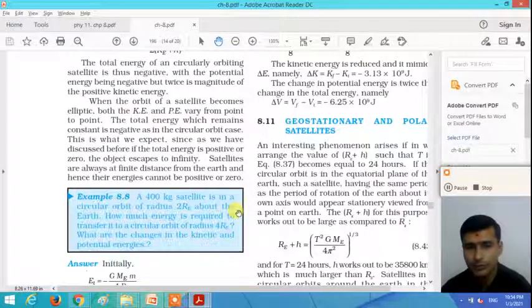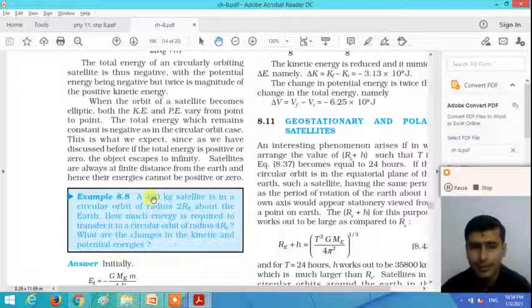From the surface of the earth, the satellite is revolving at a distance equal to twice the radius of the earth, right? How much energy is required to transfer it to a circular orbit of radius 4RE? What is the change in the kinetic and the potential energies, right?